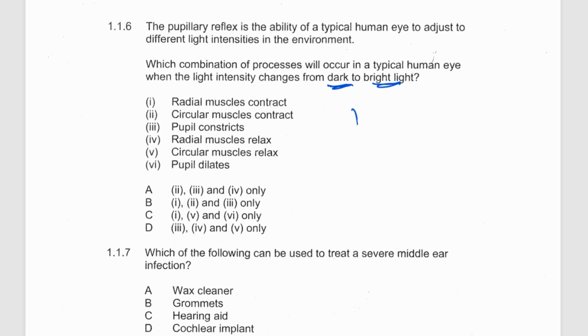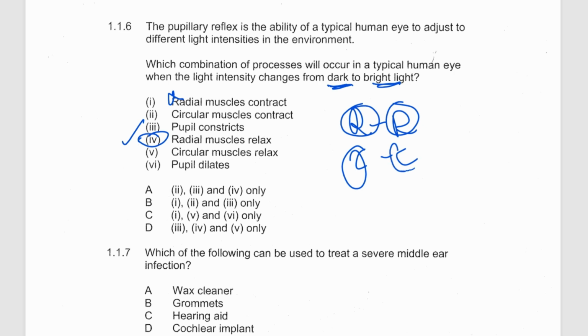Remember, it's bright, we say that is R with R, C with C. So you have to look at radial muscles relax. So this one is out, and then radial muscles relax. So this one, get it, and then circular muscles contract. Circular muscles contract. So this one is also correct.